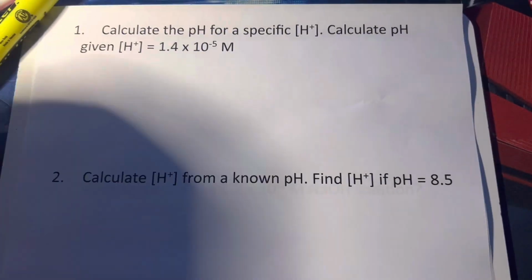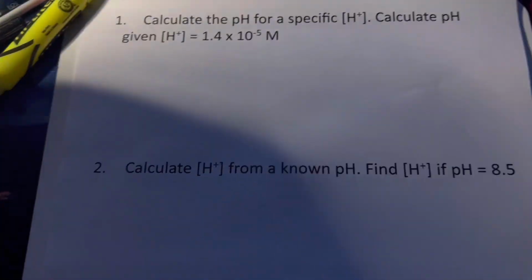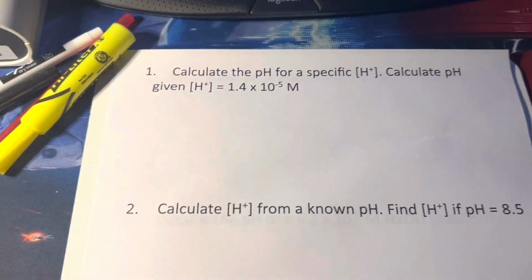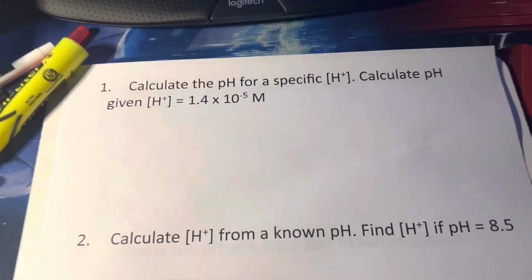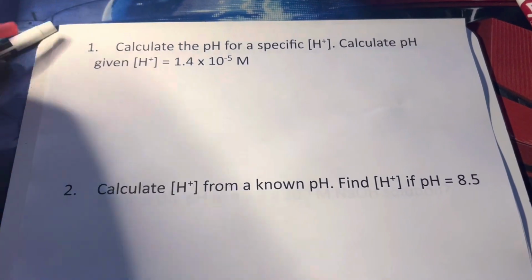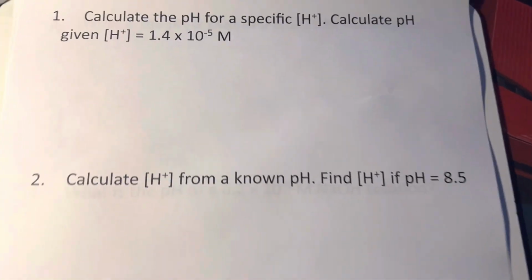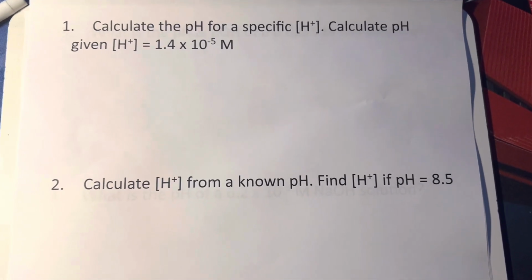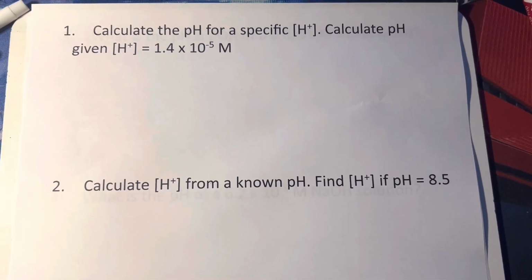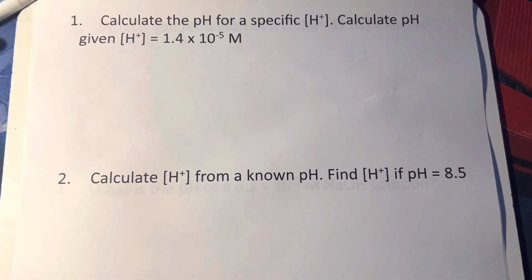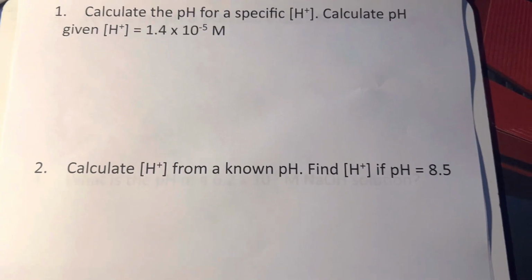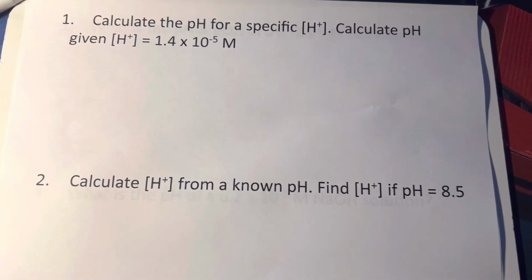So this video is a lecture explaining how to determine the pH, or the hydrogen ion concentration, or the hydroxide ion concentration, all that type of stuff. All right, so calculate the pH for a specific hydrogen ion concentration. Let's say it's given that it's 1.45 times 10 to the negative 5 molar. So how do we do this?